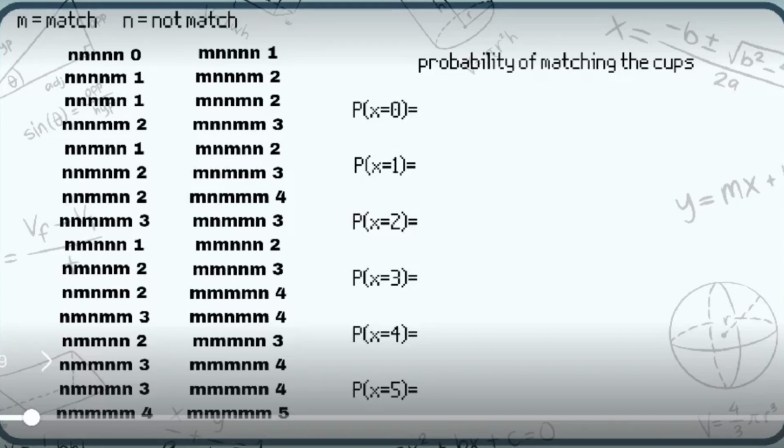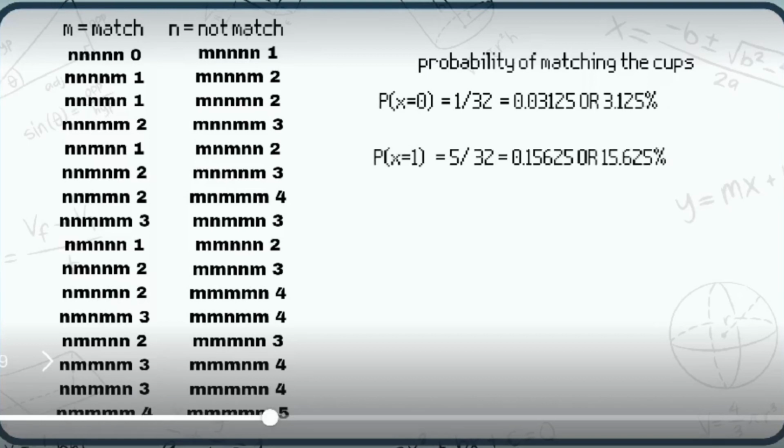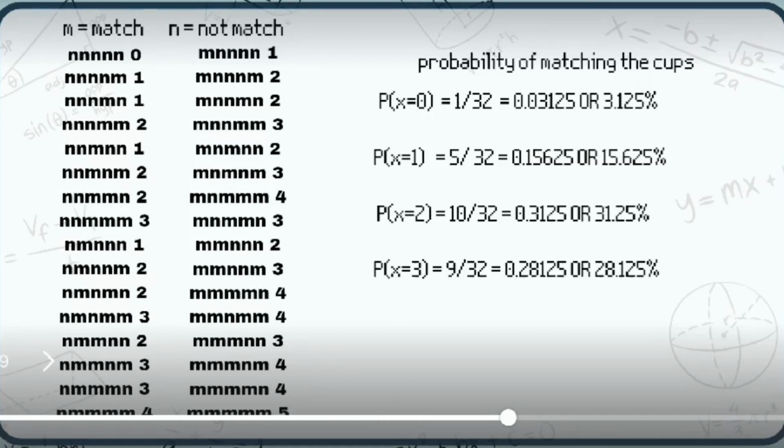So first is P of X equals 0. Since there is only one 0 within all the 32 sets, it will be 1 over 32 equals 0.03125 or 3.125%. Second is P of X equals 1 equals 5 over 32 equals 0.15625 or 15.625%. P of X equals 2, 10 over 32 equals 0.3125 or 31.25%. P of X equals 3, 9 over 32 equals 0.28125 or 28.125%.